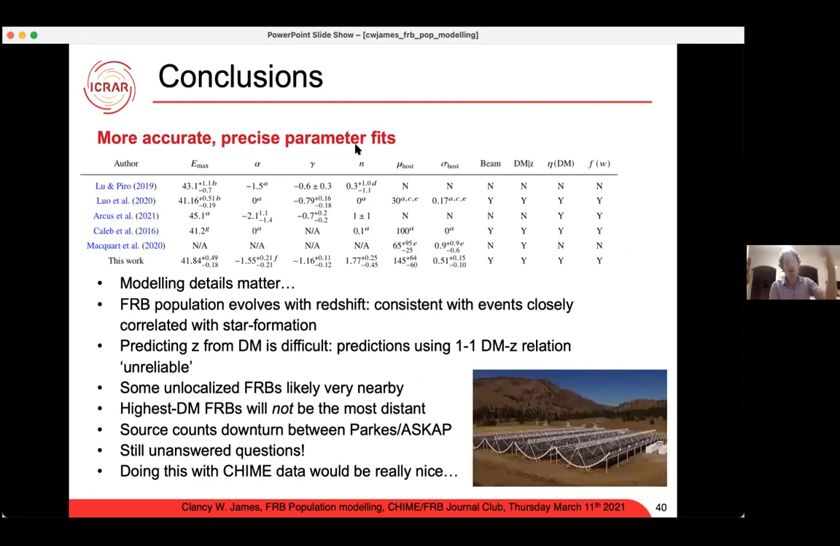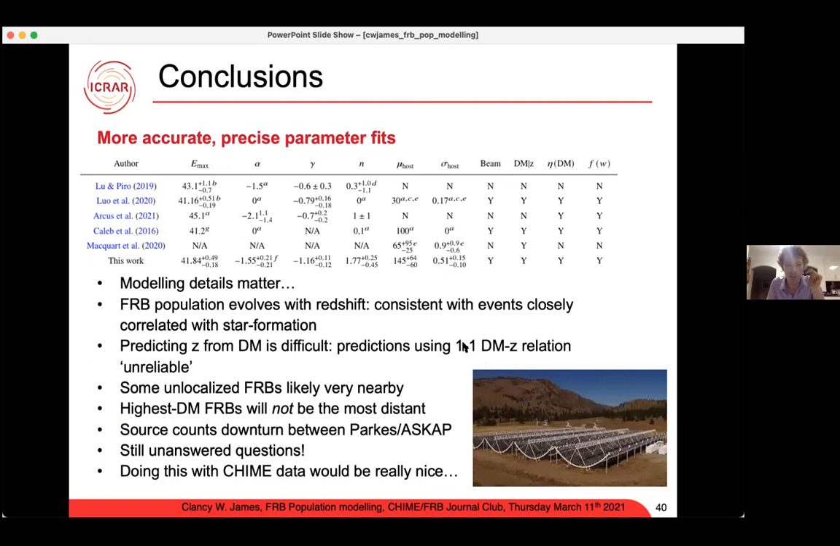We've got some more accurate, precise parameter fits. This is compared to different other literature values. The modeling details do matter, right? So please, I think it's about time in this business that we started yelling at people who don't include these factors, right? I think we should be sophisticated enough to do so. The FRB population definitely does evolve with redshift, but exactly how is an open question. Predicting redshift from DM is difficult, right?